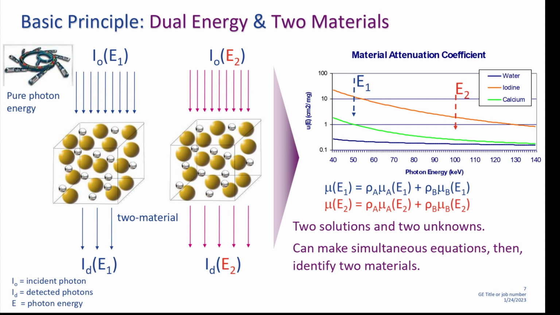Okay, so what do we need? We need to expose the same material or the same anatomy with the two energies. Once you do that, then you can measure the mass attenuation coefficient of material A, which is iodine, or material B, which is water, clearly from these two equations. Okay.